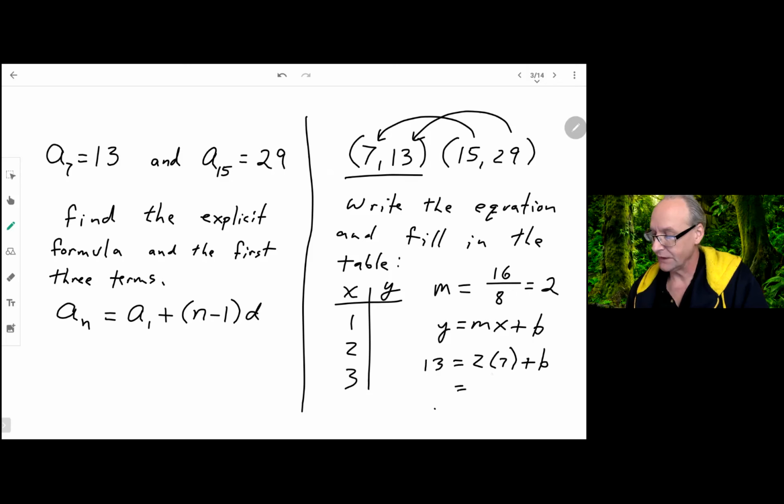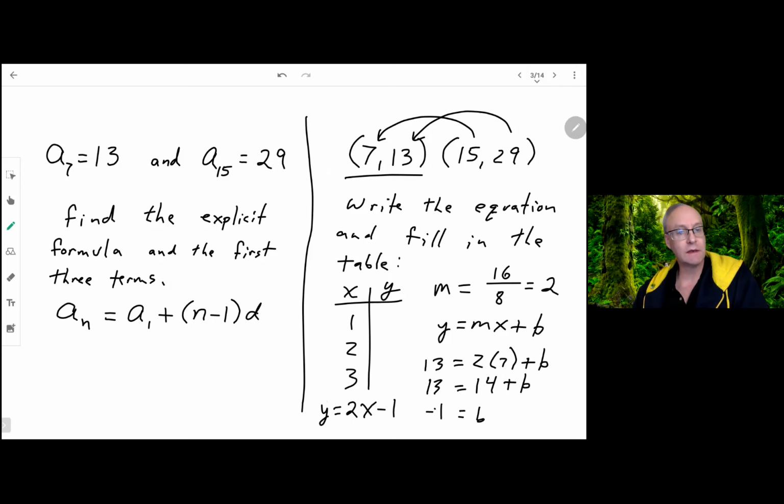So I'm going to subtract 14 from both sides. I'll go ahead and write it for you. So I need to subtract 14 from both sides, and my b is equal to -1. So my equation is y equals 2x minus 1, and I can substitute 1 for x, and I get 2 minus 1, which is 1. 2 times 2 is 4 minus 1, which is 3. And 3 times 2 is 6 minus 1, which is 5. There's my first 3 terms of my sequence.